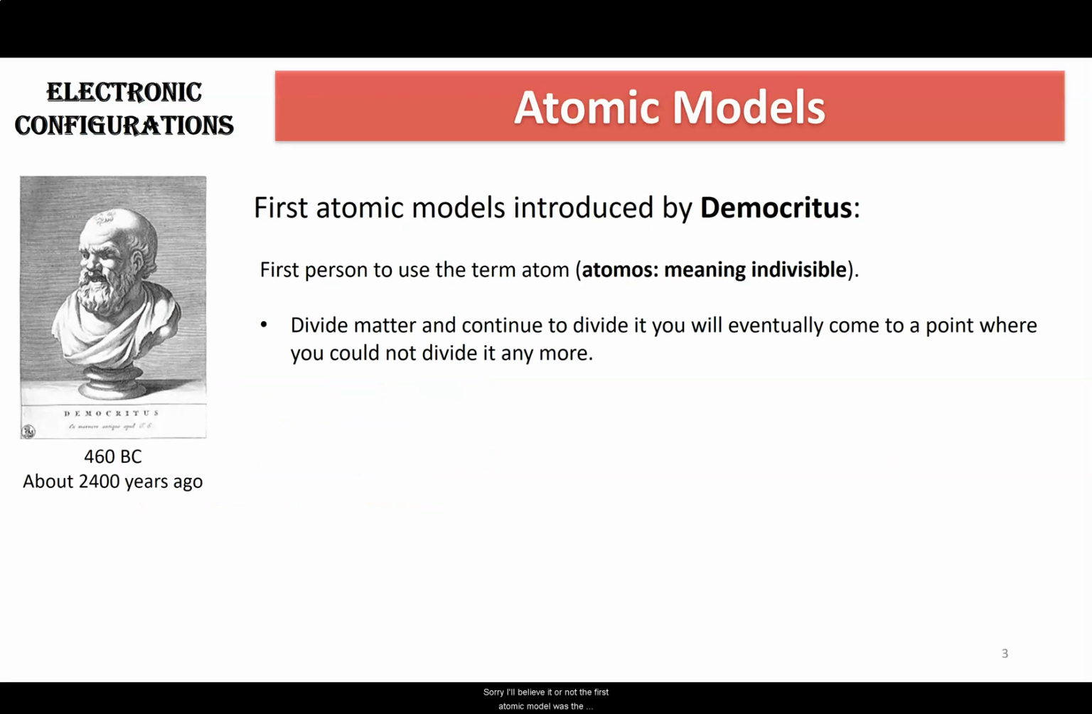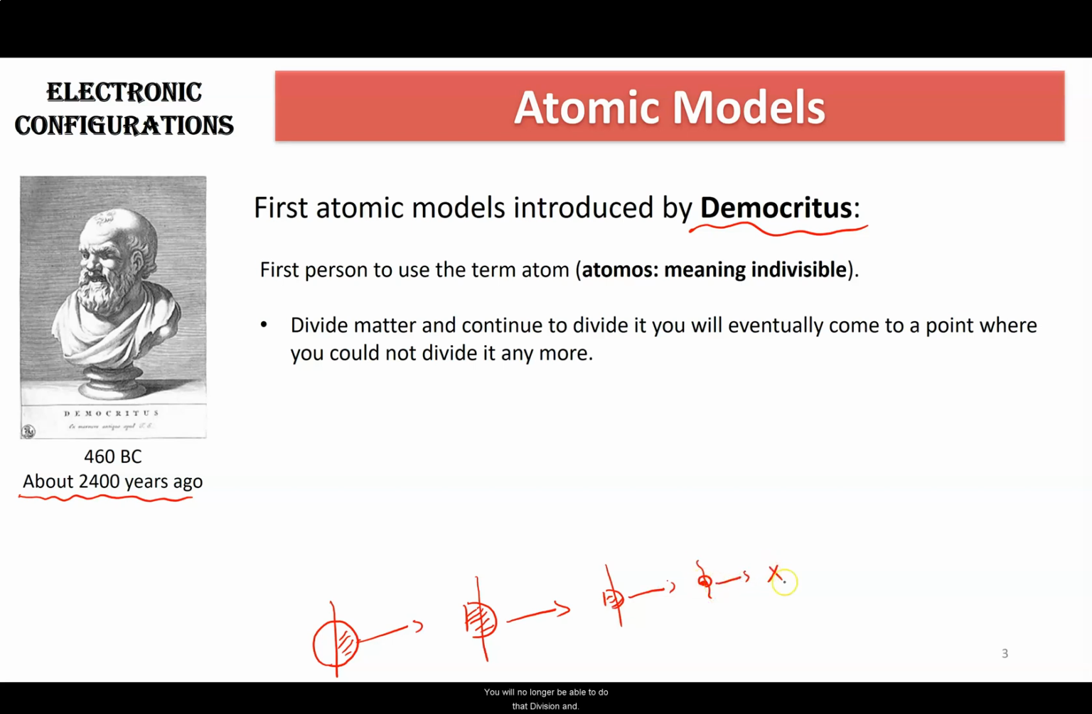All right, believe it or not, the first atomic model was initially introduced a very, very long time ago, about 2,400 years ago, by a Greek philosopher called Democritus. Democritus' idea was that if you take an object and divide it in half, and take one of these portions and divide that portion further into another half, and continue doing so forever, you will eventually reach a point where you can no longer do that division.